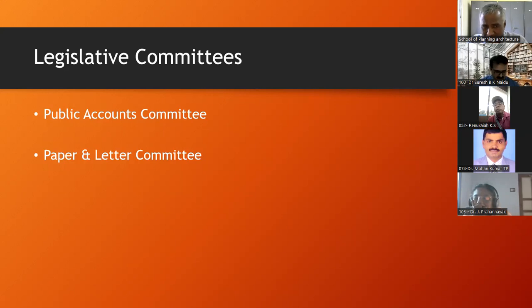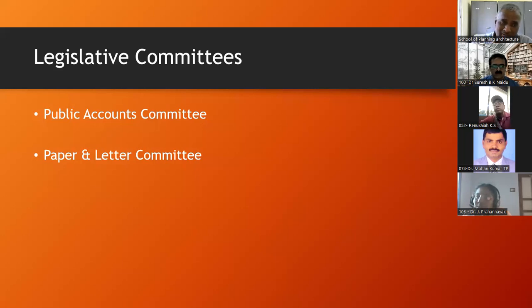And another committee is there, Paper and Letter Committee. Paper and Letter Committee means each college and university are required to present or submit some papers, some reports to the government. For example, budget should be prepared, accounts should be prepared and submitted. Whether budget has been prepared, approved, submitted, accounts have been prepared, annual report of the college should be presented. Like this, this committee will see whether accounts have been prepared properly or not and submitted.